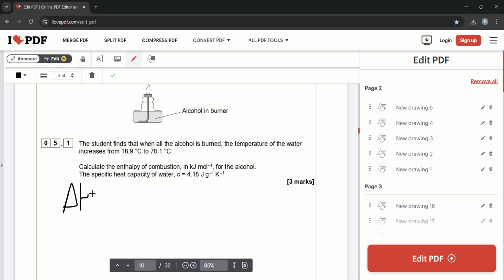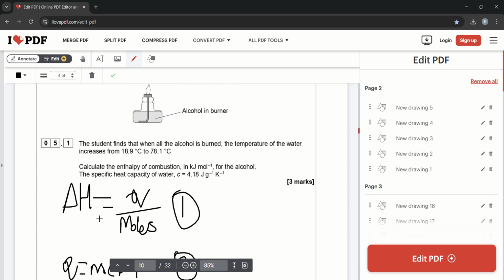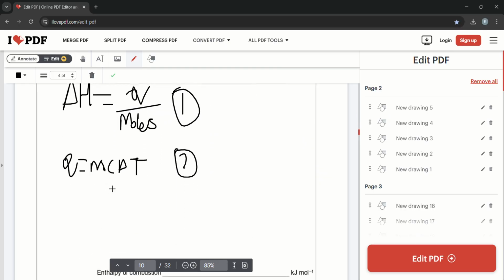Well, we should know delta H is Q divided by moles. Please memorize this. And Q equals MC delta T. That's a classic equation. All we're going to do to find delta H is find Q and find moles. Well, Q is MC delta T. M is the mass of water.